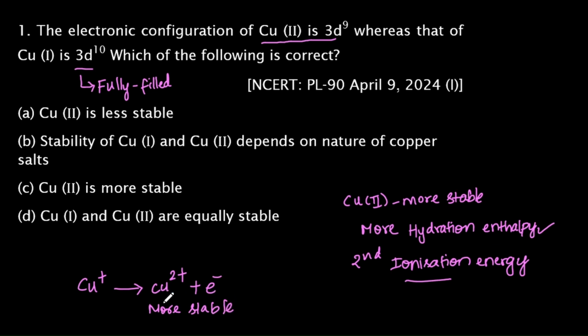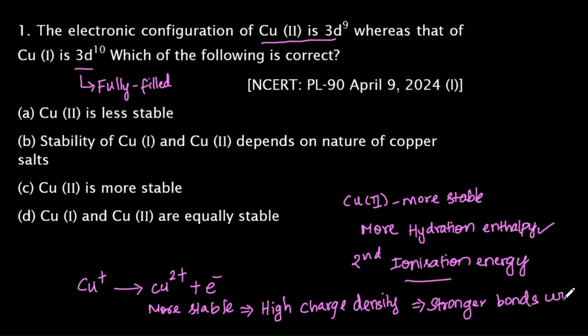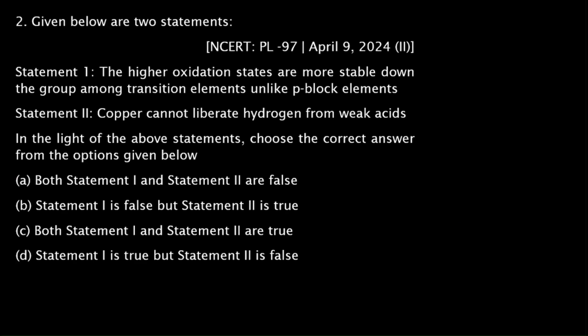How is this Cu2+ ion more stable? Because it has high charge density. That is, the size of Cu2+ ion is very small and it has high nuclear charge. So it has high charge density and it forms stronger bonds with water molecules. So for this reason, Cu2+ ion is more stable than the Cu+ ion. So the correct answer is option C. Let's go to the next question.